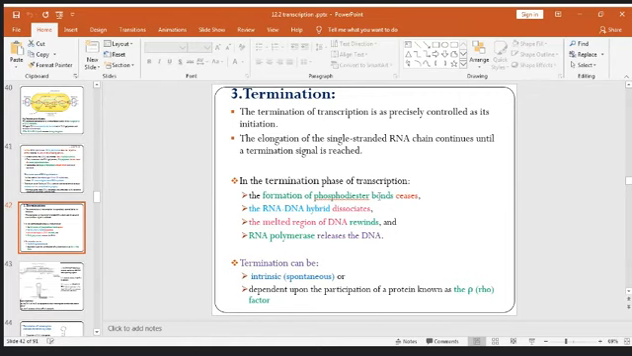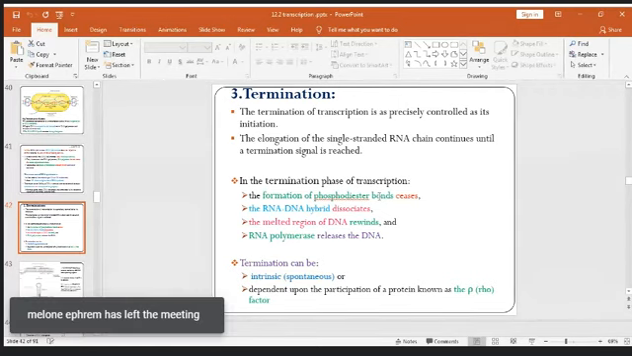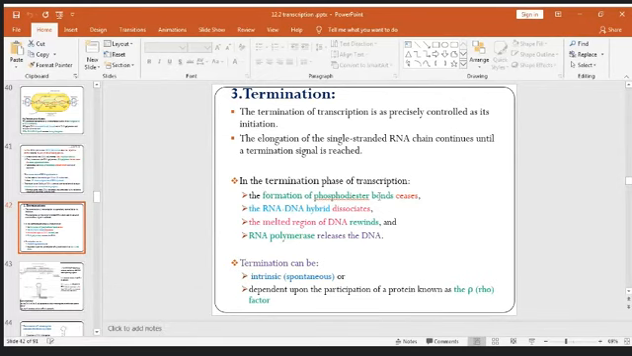The process that encompasses these together is called termination. There are different types of termination, majorly two: rho-dependent and rho-independent. Rho-independent is an intrinsic, spontaneous termination process, without participation of external things. But in rho-dependent termination, rho is a protein, an external protein. It comes during the transcription process, to the region, in order to initiate the termination of the synthesis of the transcript.